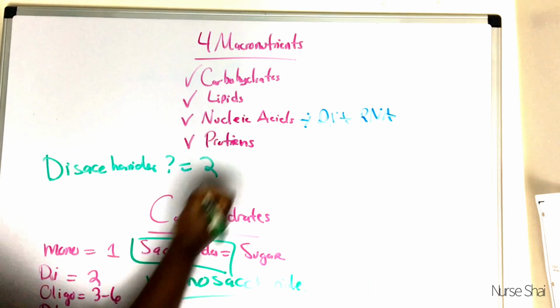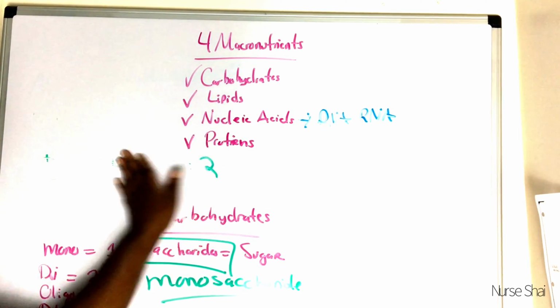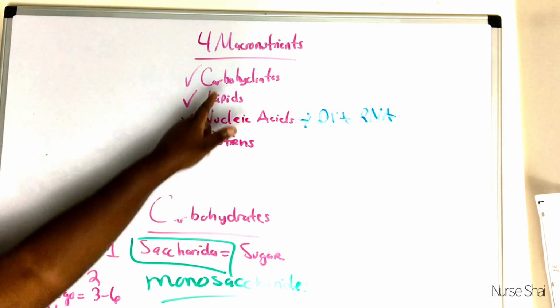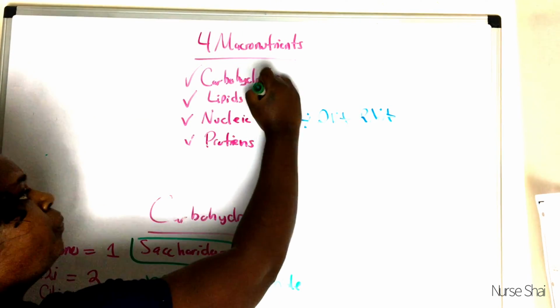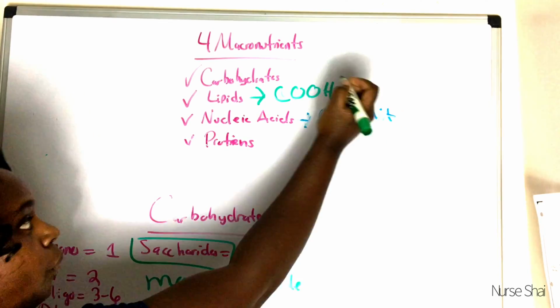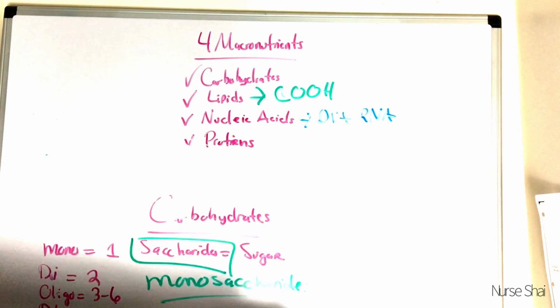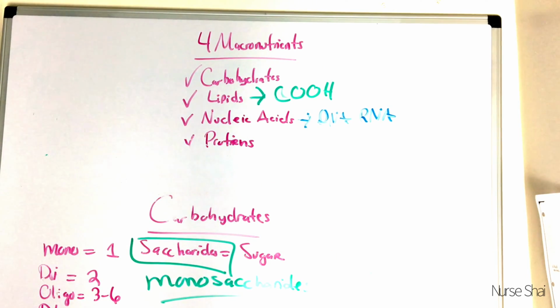You would say 2, because di means 2, and thus forth. And something I wanted to mention about lipids: you always know you're dealing with lipids because of the cool molecule, which is carbon and 2 oxygens and hydrogen. You always will see them together, guys. That's how I would know that I'm dealing with a lipid molecule. So just thought I'd throw that information out there.